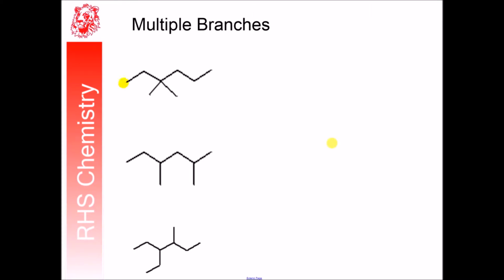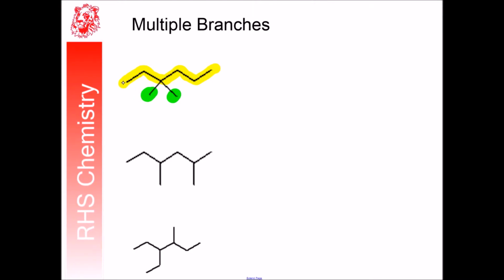So here's my parent chain. It's the longest continuous carbon chain without taking my pen off. And then I've got a branch there and another branch there. So I'm going to name it. It's usually best when we do these to name things backwards, starting with the parent chain. So I'm going to give these branches the smallest possible number.